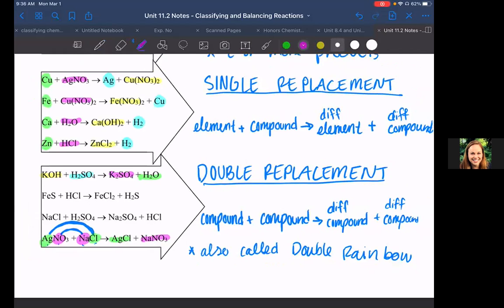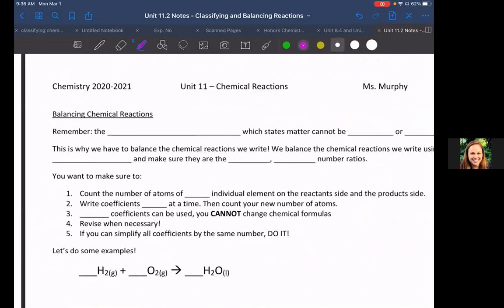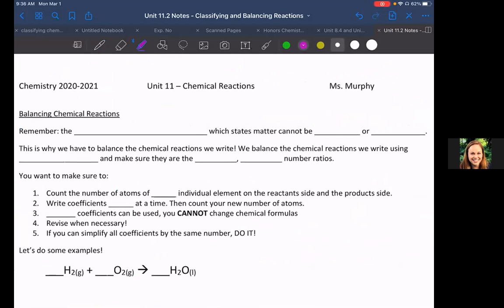All right, are there any questions on classifying before I move on to balancing? Awesome. Okay. Let's talk about balancing. So hopefully this should be a refresher. And now one thing I want to throw the caveat out there. You guys may have learned to do this a slightly different way. This is just how I do it. If you do it a different way and it works for you, totally fine. We just want to make sure we're getting to the right answer.